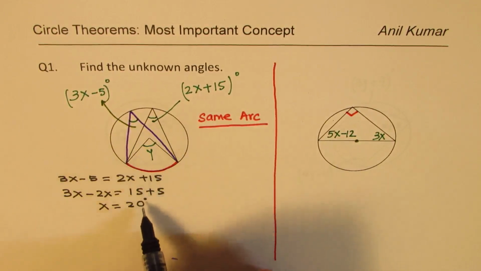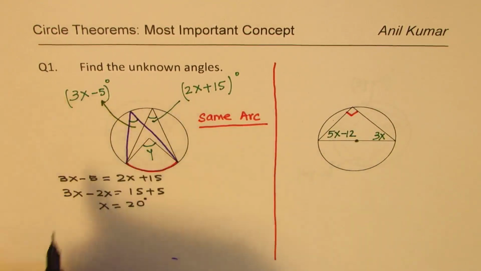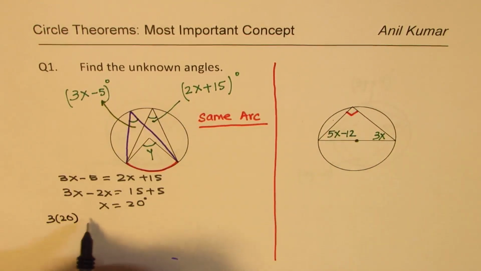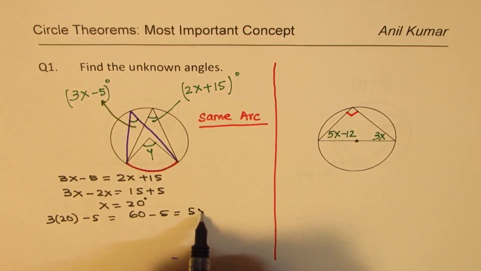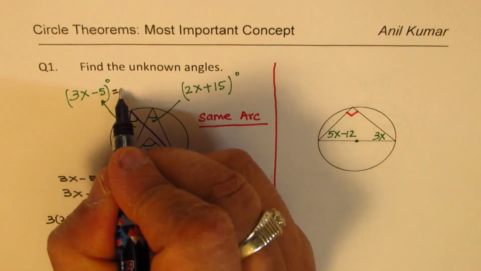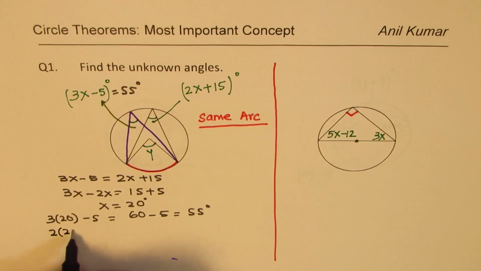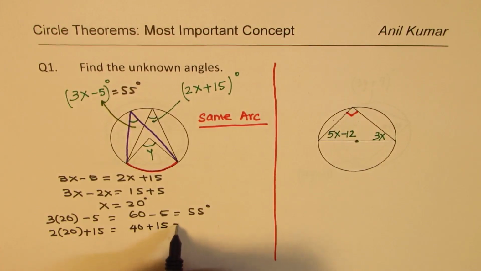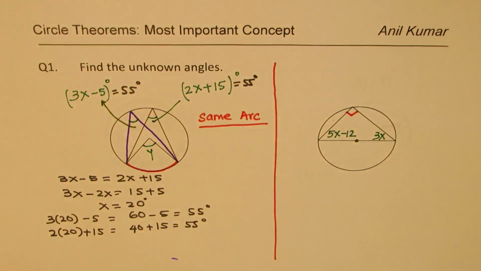Now once you get the value of x, we need to substitute here and find each angle. Both will be same. So let's calculate with the first one. So we have 3 times 20 minus 5. That gives you 60 minus 5, or 55 degrees, right? So that is the value of this angle. So this angle is equal to 55 degrees. Just to check, let us do the calculation for the next one also. 2 times 20 plus 15 gives you 40 plus 15, and that is also 55 degrees, correct? So both angles are indeed 55 degrees. So that confirms what we just proved, right?